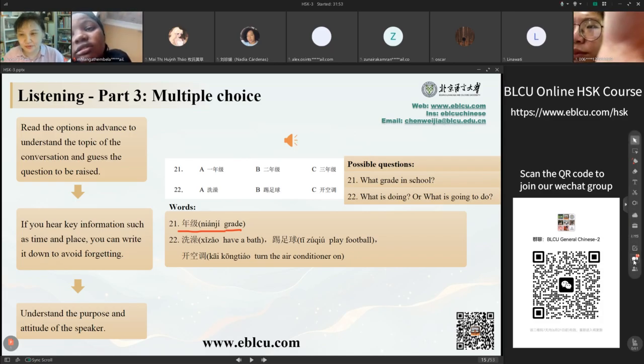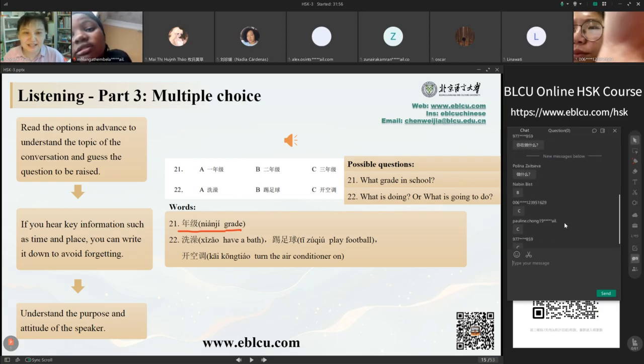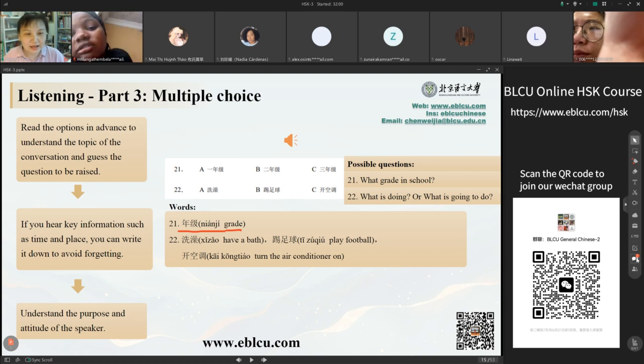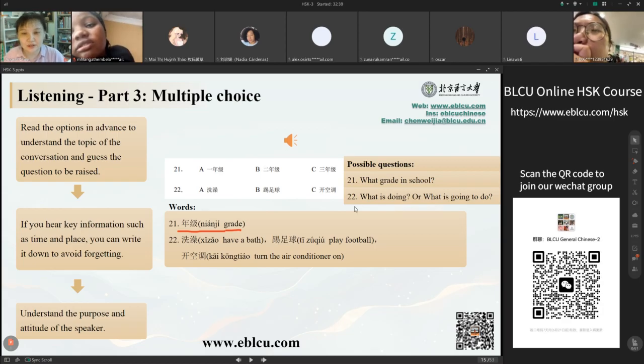Okay, what is your answer for 21? 3年级. Okay, so there's a tricky question. 马老师 says, 我教3年级跟去年一样. So this year I'm teaching the 3rd grade, the same as last year. And the question is asking, 马老师去年教几年级? What grade did 马老师 teach for last year? 去年. But it's the same, still 3年级. So C is the correct answer. Okay, so then let's continue for 22.